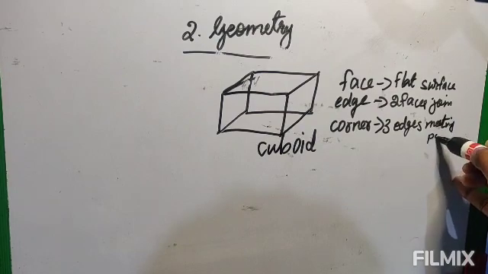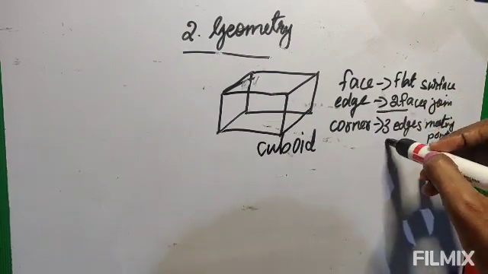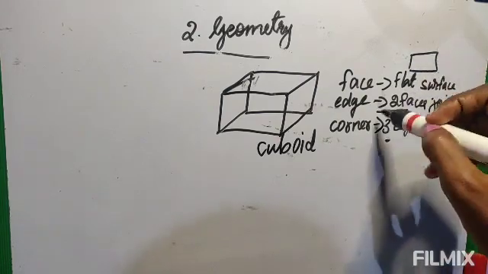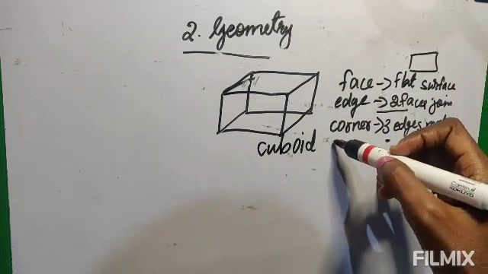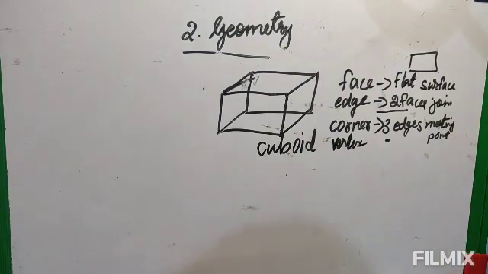It is a point. A corner is a point. An edge is like a line. A corner will be a point. A surface is like a flat area. So this much you must know. A corner is also called, in another word, a vertex. So don't be confused. Again and again I am telling.